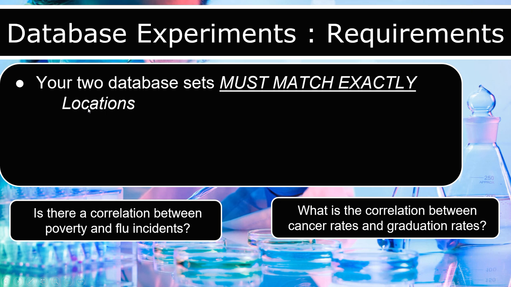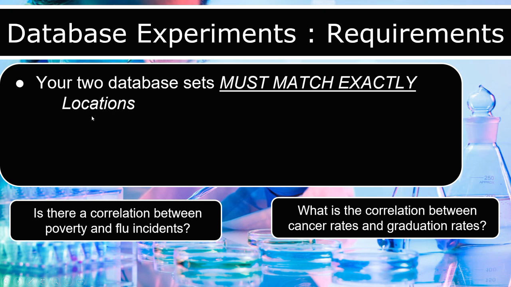that the locations for each database are the same between the two. So if you have one database that has the poverty levels by state, then the database that you're looking at for your flu incidence also has to have those same states. You can't have one database that has information for, say, countries and try to compare that to a database that has information on the county level. So they must match exactly. And moreover, if you're going to use poverty levels for certain cities, the locations in your poverty database have to match what you're comparing it to in the flu incidence.